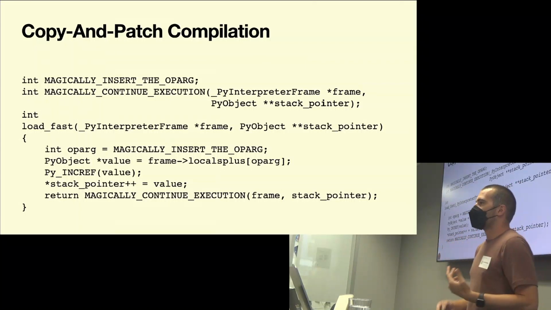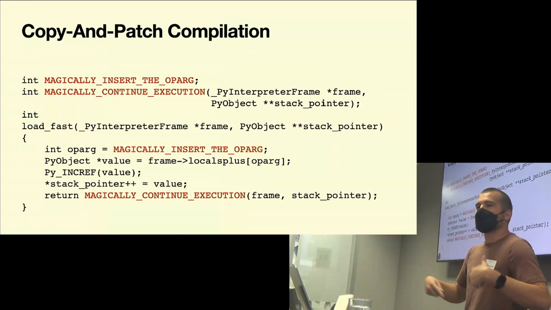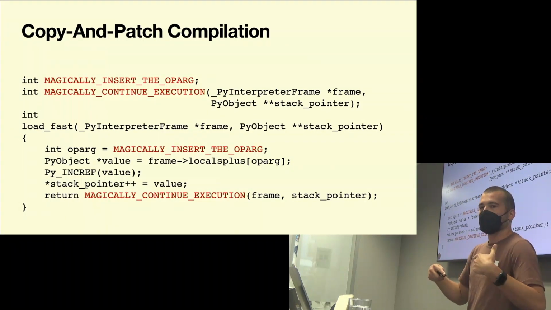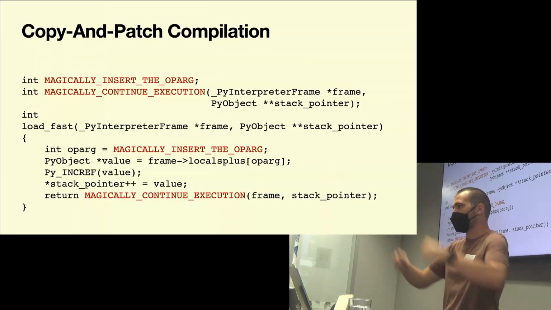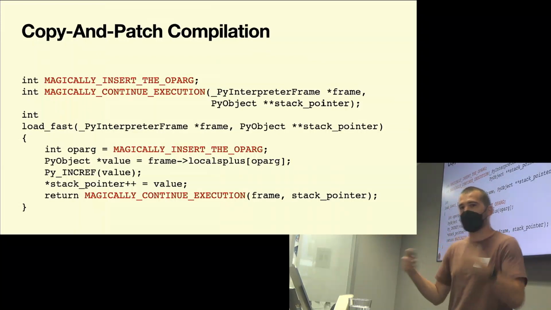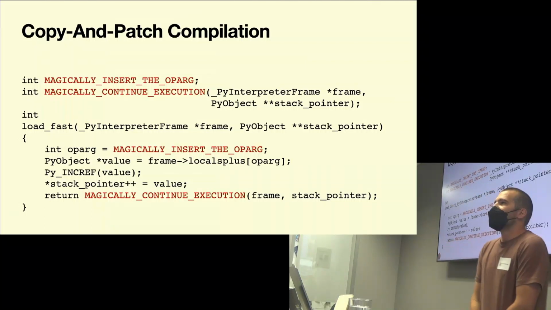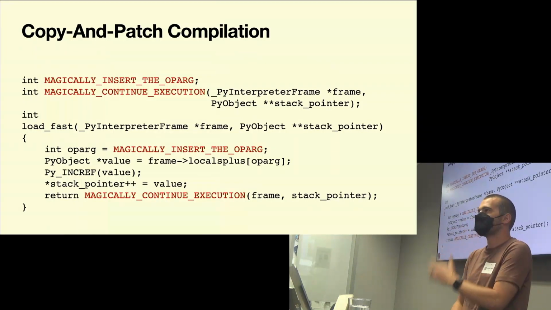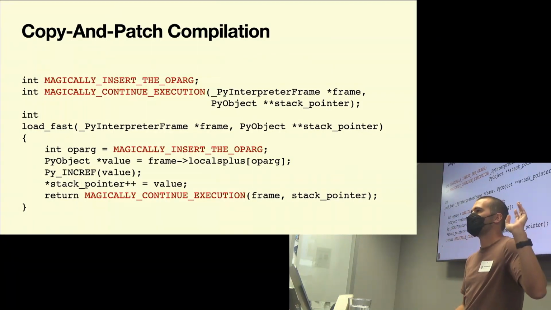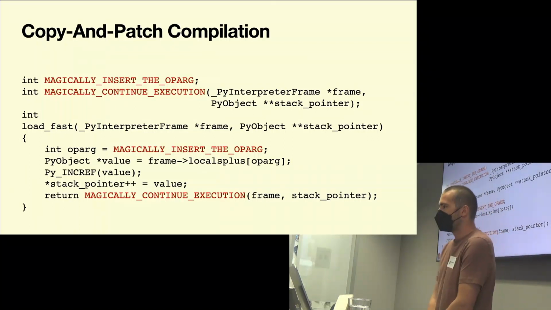So in this example, we are going to be burning in the oparg, and we are going to be jumping into the next bytecode instruction, because we need to make sure that the code is laid out in a way that we can flow from one instruction to the next, and that LLVM won't move things around on us. So you see here I have some placeholders, some things that I don't define, for magically inserting the op-arg and magically continuing execution.